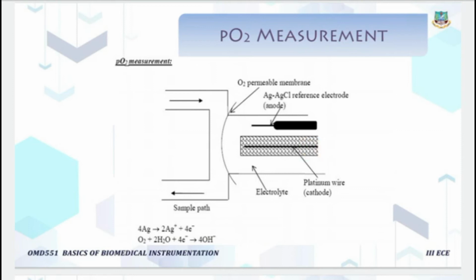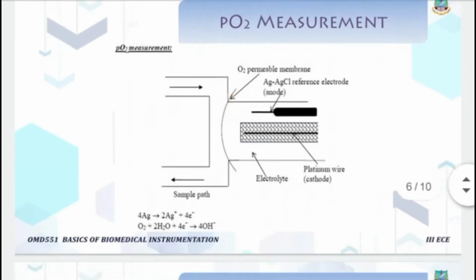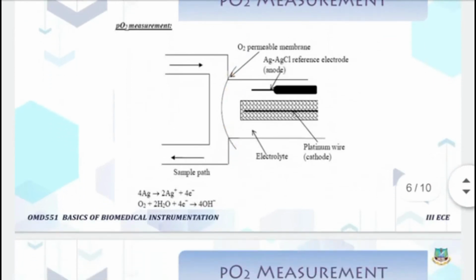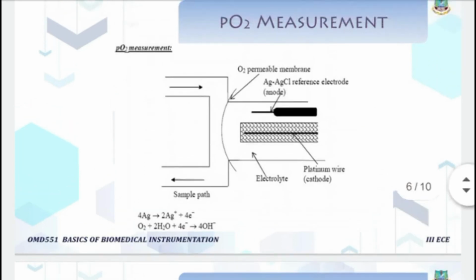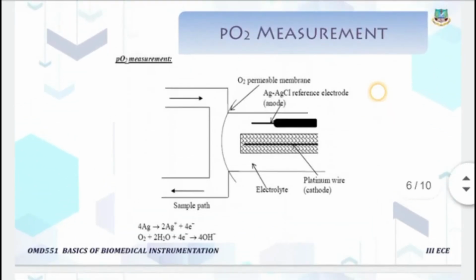Okay, so both of these are placed in an electrolyte solution. This contains the electrolyte solution, and it is separated from the sample by an oxygen permeable membrane. This is the permeable membrane. So this is immersed in the electrolyte and it is closed by an oxygen permeable membrane.